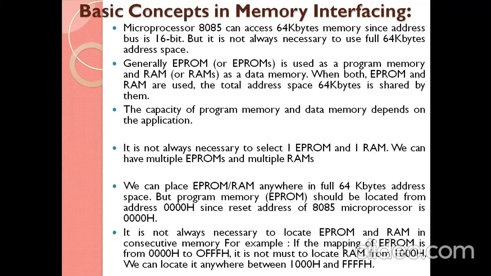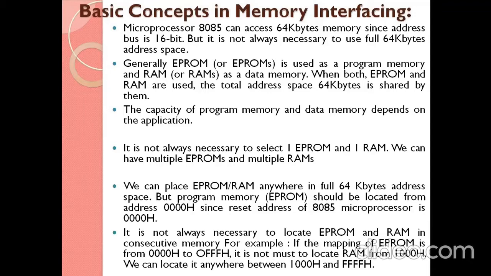So that 64 kilobyte is not a single memory. For example, one RAM is available with a capacity of 64 kilobyte, we can connect. Or otherwise you can take one RAM of 32 kilobyte, another ROM of 32 kilobyte. Like that also we can connect. Or otherwise 10 kilobyte of RAM and another one is 4 kilobyte of RAM. Like that also we can connect. Or otherwise, if your application needs only 20 kilobyte, we can connect only 20 kilobyte.